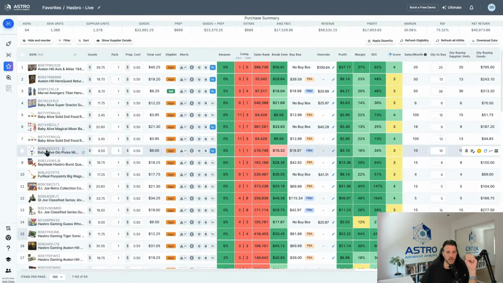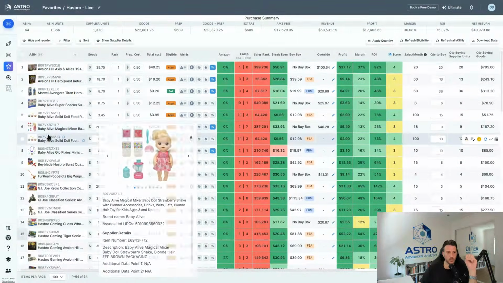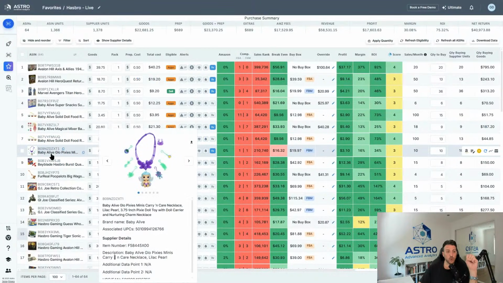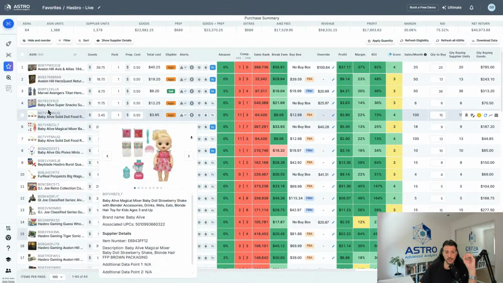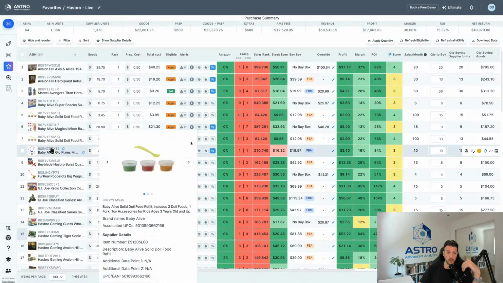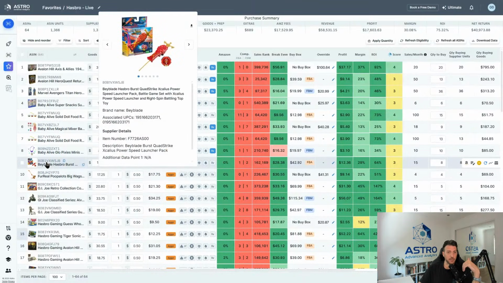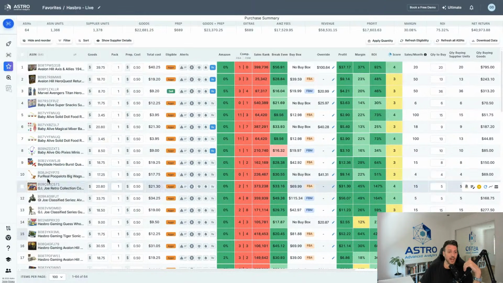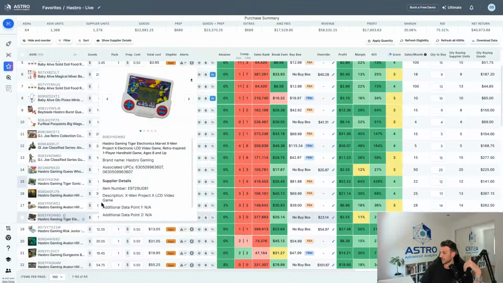Baby Alive, there are 5 ASINs with Baby Alive. I'll just check the first one, see what it requires. If it requires only 10, I'm keeping it in the list. If it requires 100 or more, I'm deleting it. And then I just keep going to the next one. Beyblade, my son plays with these. He loves them. So I just keep going through all these.